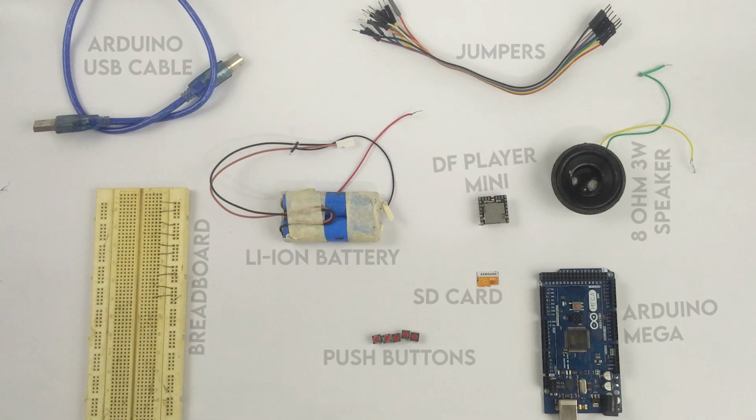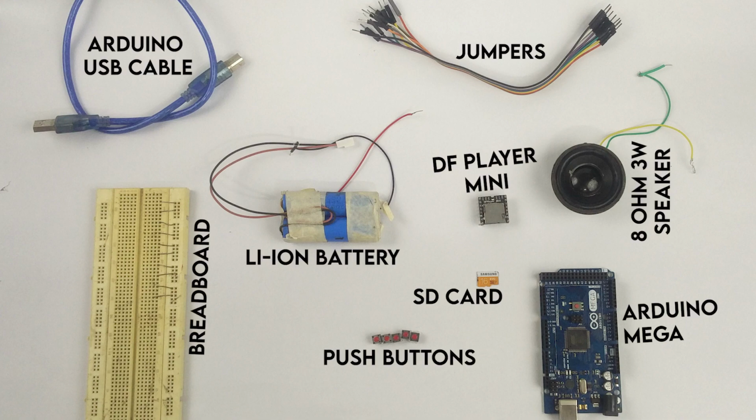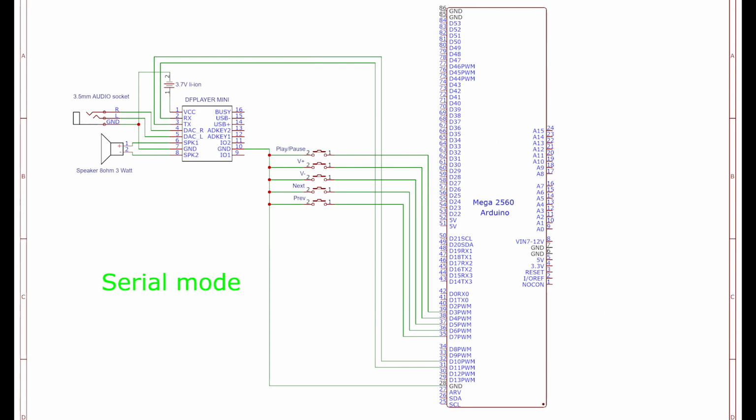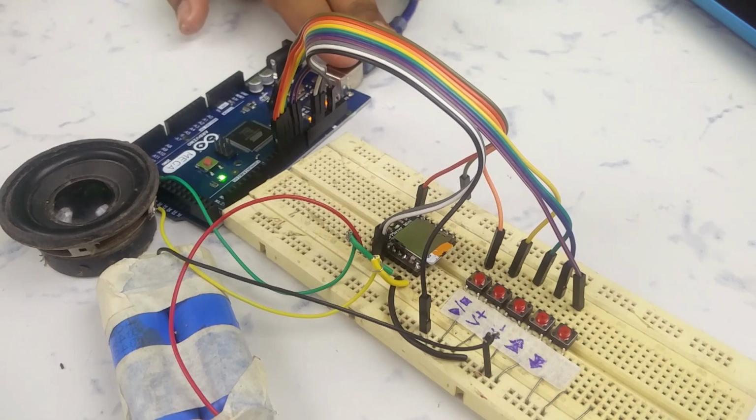The fourth mode is serial communication mode. That means it is time to connect the Arduino with the DF player. To configure the serial communication mode, we will require these things, and we will follow this circuit diagram to connect the Arduino with DF player mini. Here I am using the Arduino Mega board.